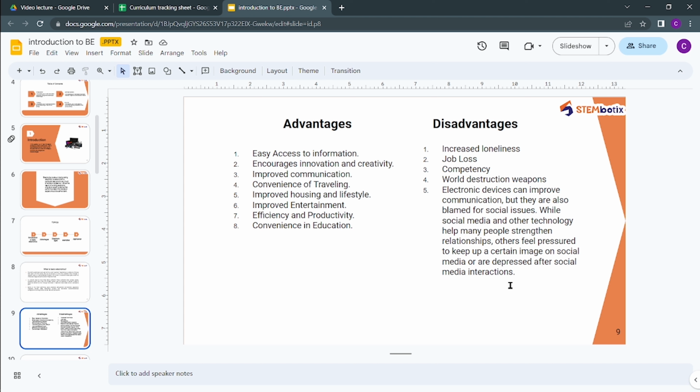Using advanced technologies, people and nations are making major weapons which can destroy a whole country in just a few seconds. So these are some of the threats or disadvantages.